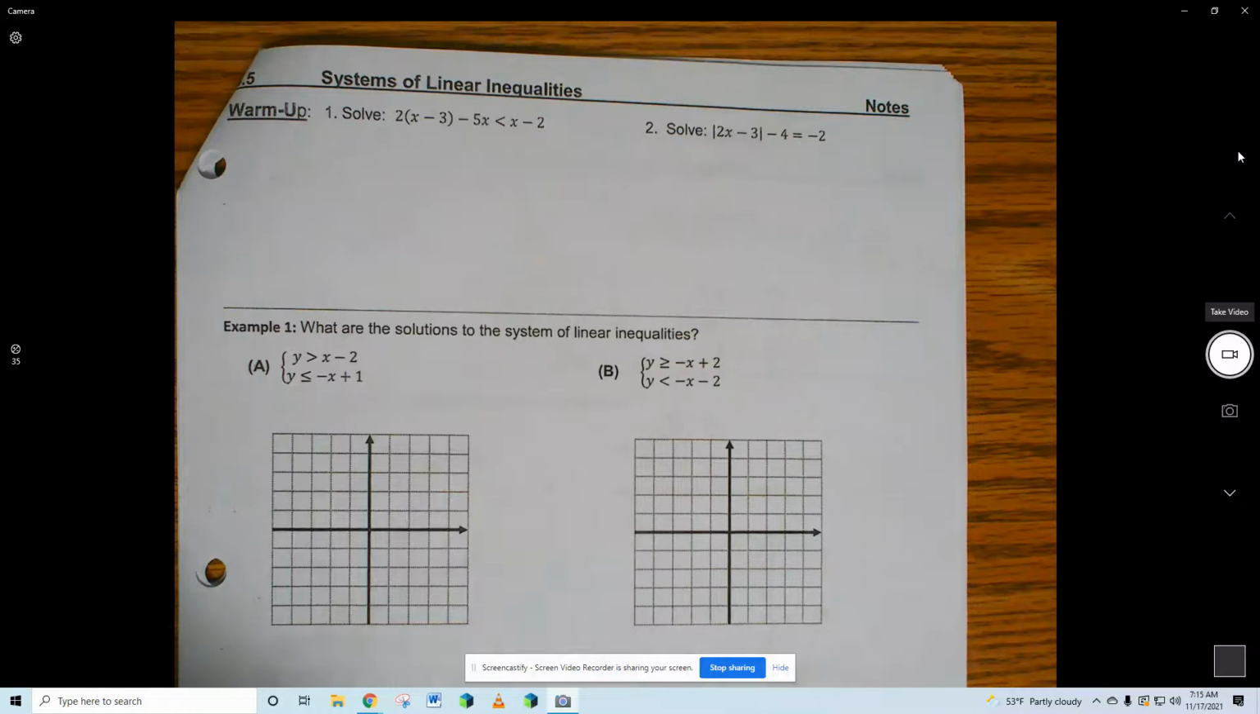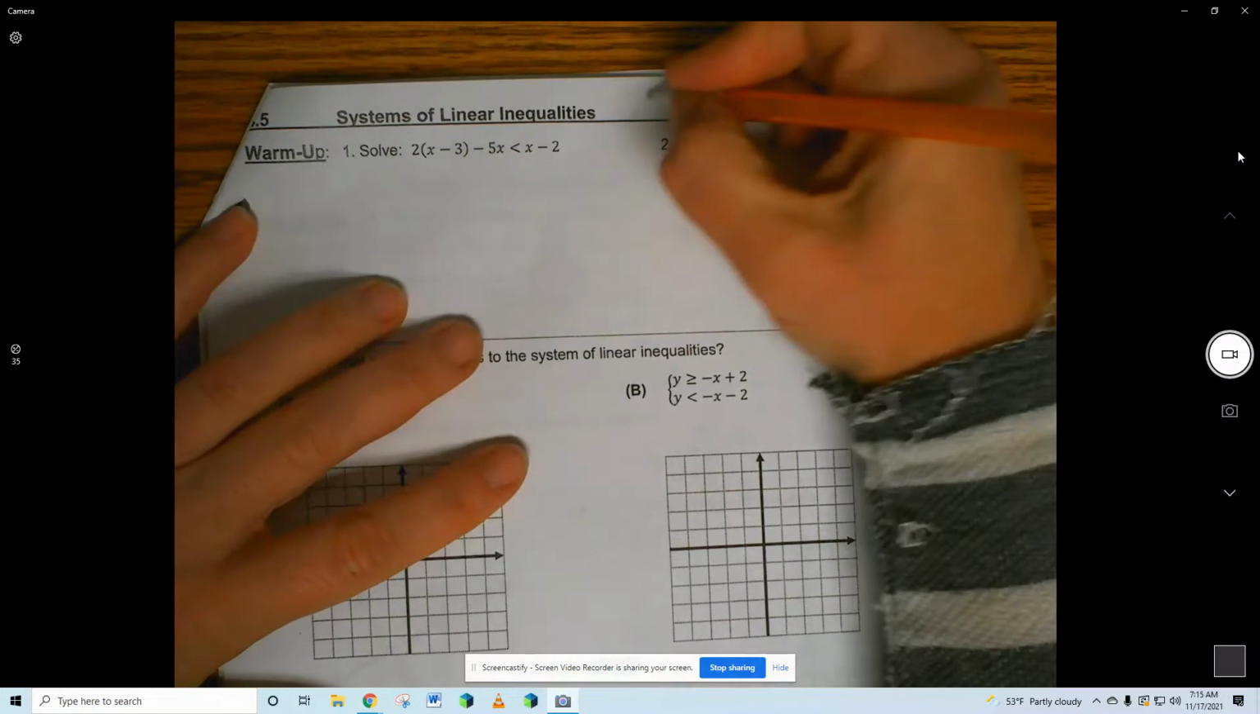Okay. We are on 4.5. I know it's hard to see the title.